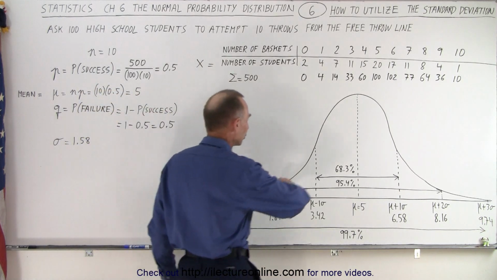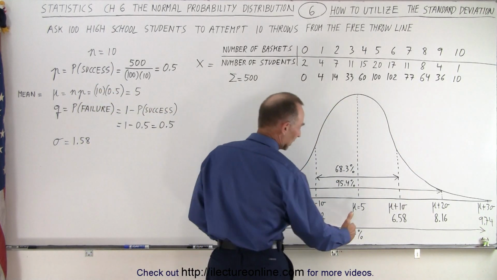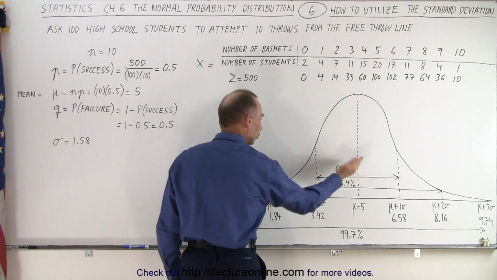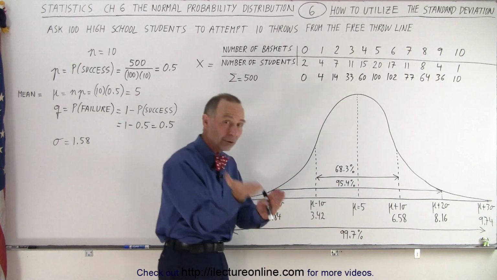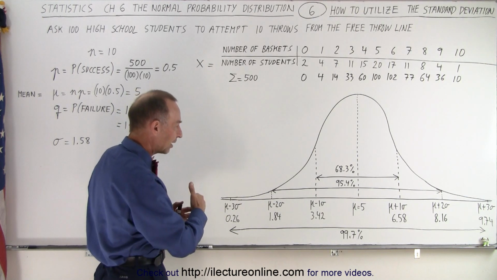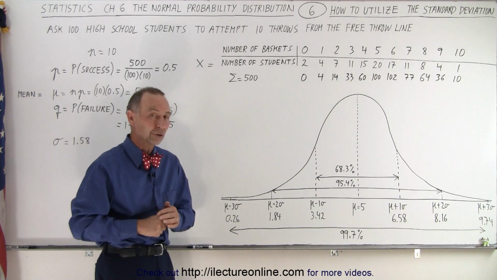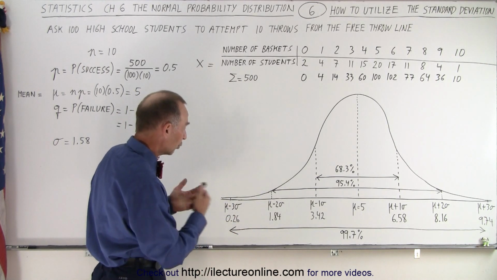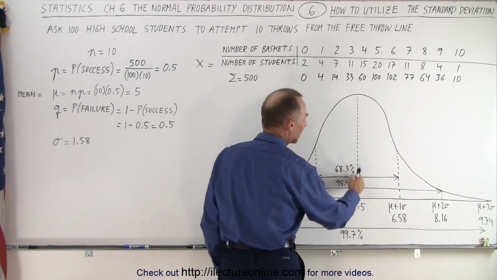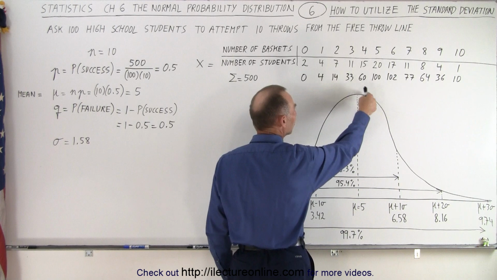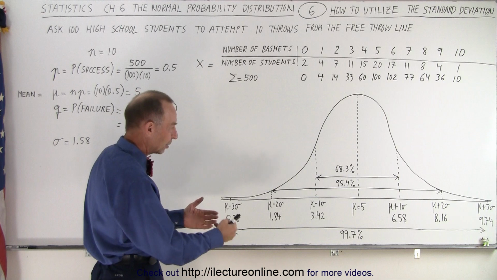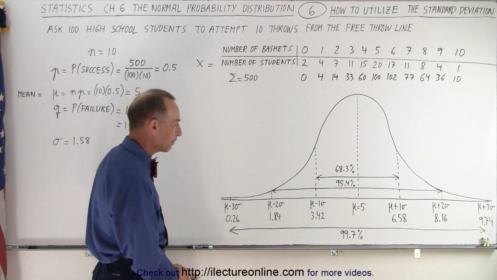Again, we have what we call the normal probability distribution, in such a way that if we were to cut the distribution curve in half, you can take the right side and fold it over, and you see that the left side and the right side would be right on top of each other because they look exactly the same. That makes it a normal distribution, a normal probability distribution. We've also identified the mean, and in this case, the mean corresponds to the highest probability, where 5 baskets are made out of 10 attempts, taken from a group of 100 randomly picked high school students.